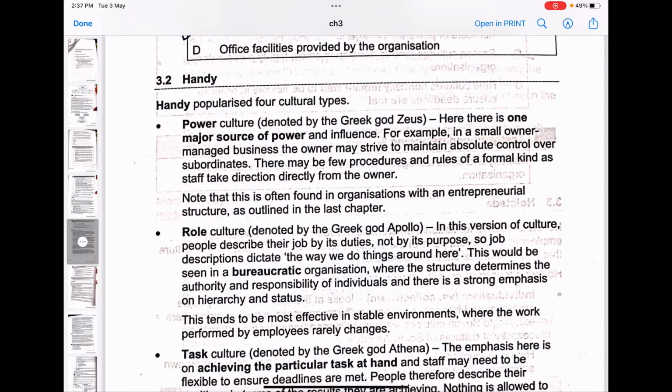There may be few procedures and rules of a formal kind as staff take direction directly from the owner. Note that this is often found in organizations with an entrepreneurial structure.